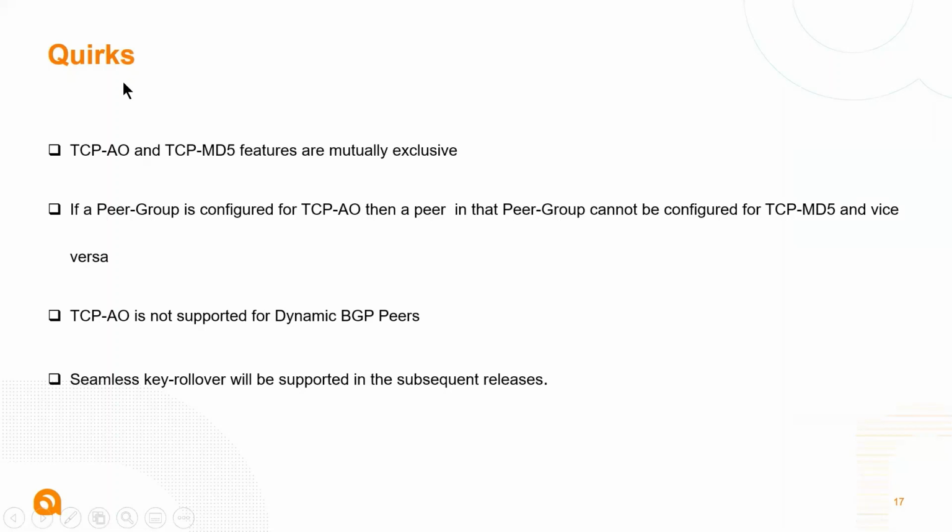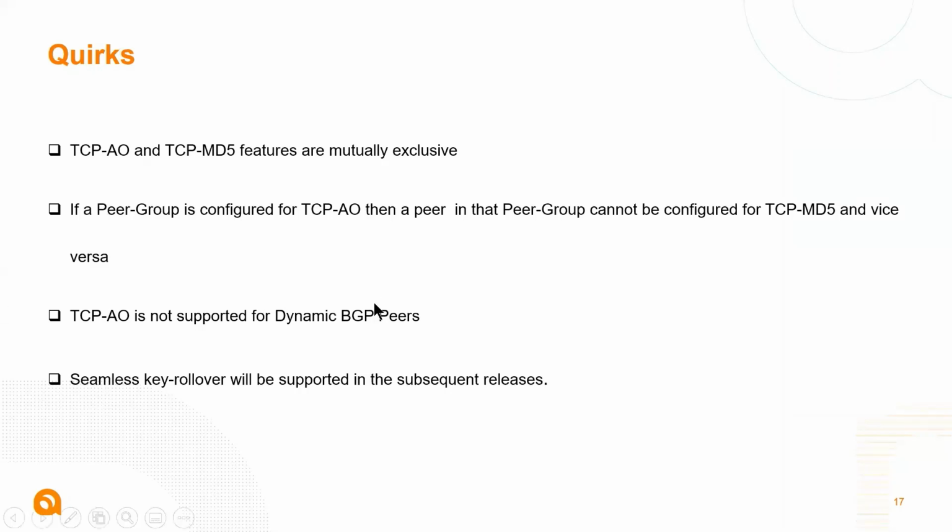So let's see some behavioral differences with TCP AO. TCP AO and TCP MD5 features are mutually exclusive. So we can use only one of them. We cannot use both of them. So if a peer group is identified for TCP AO, then a peer in that group cannot be used for TCP MD5. So it should have all the peers in the group supporting TCP AO.